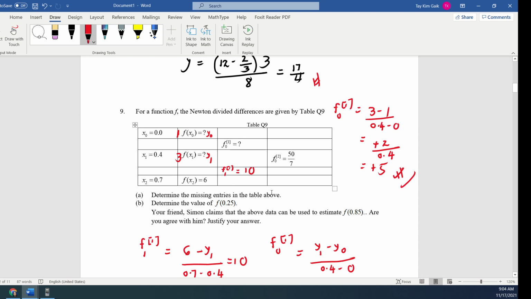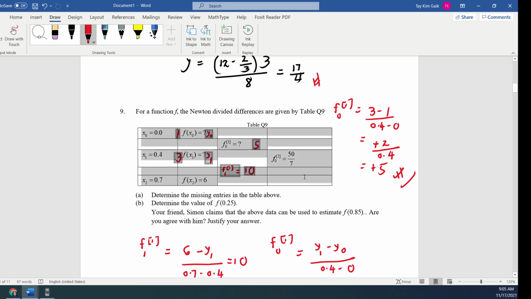So A, determine the missing entry: your y naught, y1, f01. And then question B, determine the value of f 0.25. Okay, so now with all the y naught, y1 and this value, 5, you can construct your Newton divided difference table, and then you can plug in x is 0.25 to estimate your f 0.25.